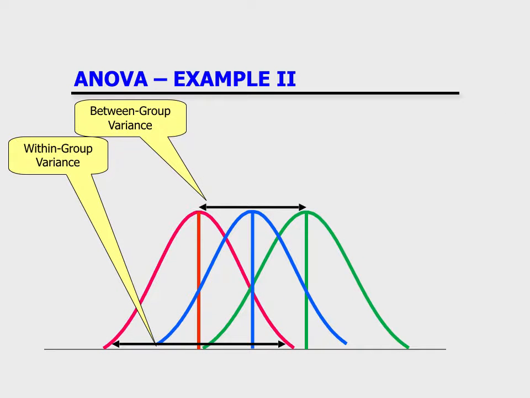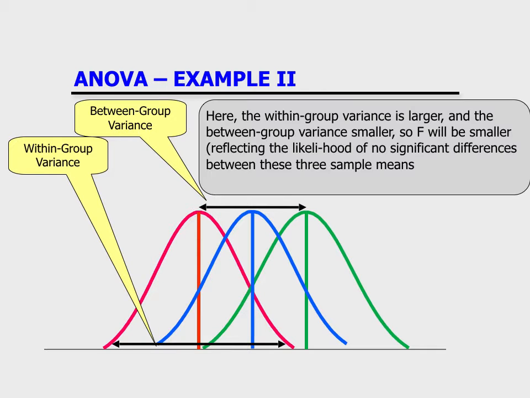Let's look at this a different way. Here we have the within group variance, which is somewhat large, and it's the same for the pink as it is for the blue as it is for the green, but take a look at the overlap. There's not a huge between group variance. So now when we divide the between group variance by the within group variance to get that F statistic, we're going to see an F statistic that's smaller and therefore probably no significant differences between the groups.